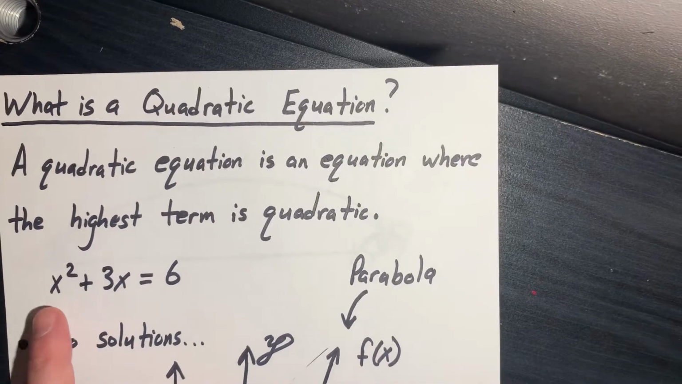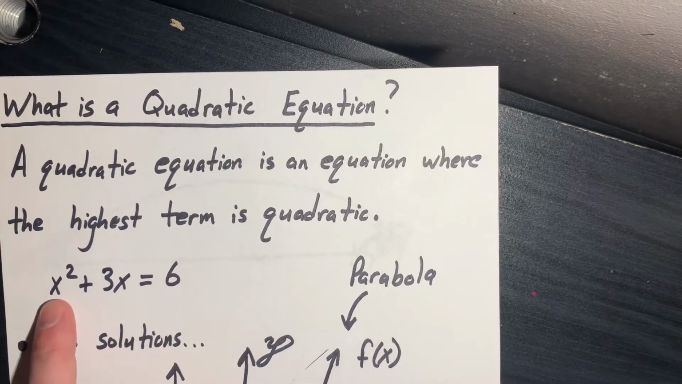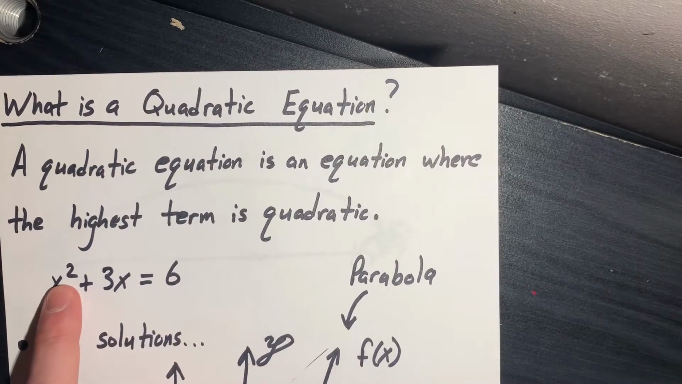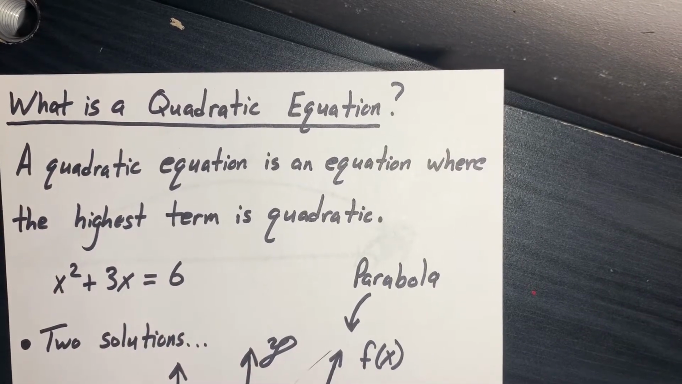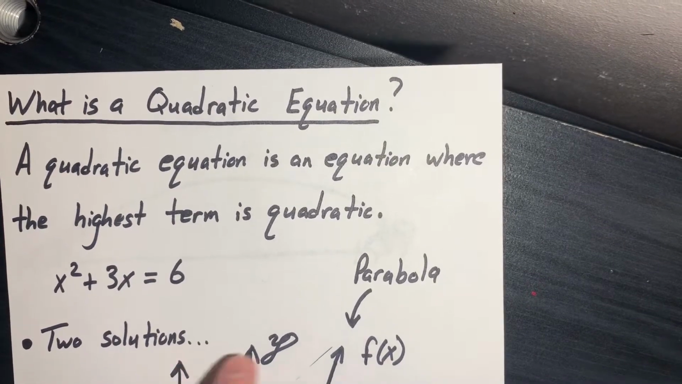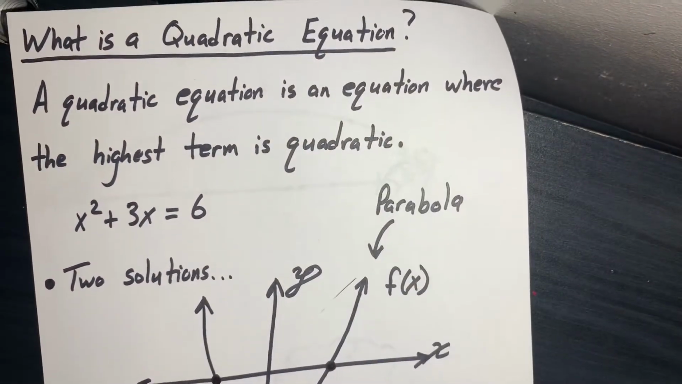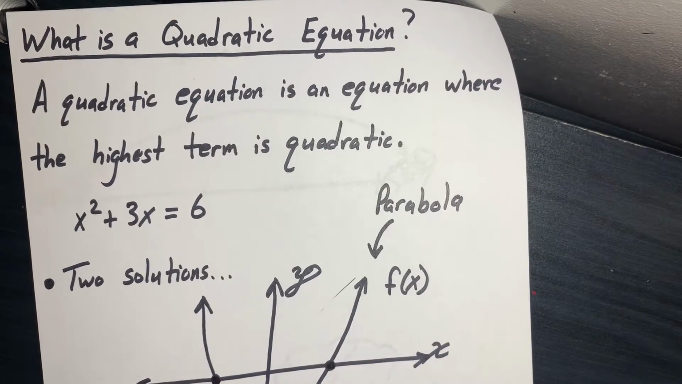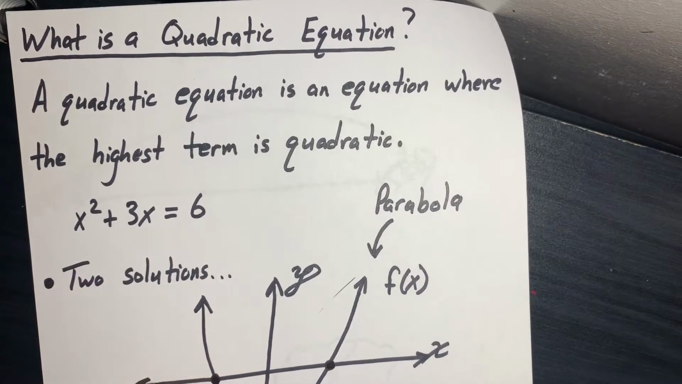So here we would have a quadratic equation because, of course, the highest power is 2. And we're always going to have two solutions out of these things. And the reason being is, let's say that we want to figure out where this parabola crosses the x-axis. A parabola, this is the shape that you get whenever you graph any sort of quadratic function.